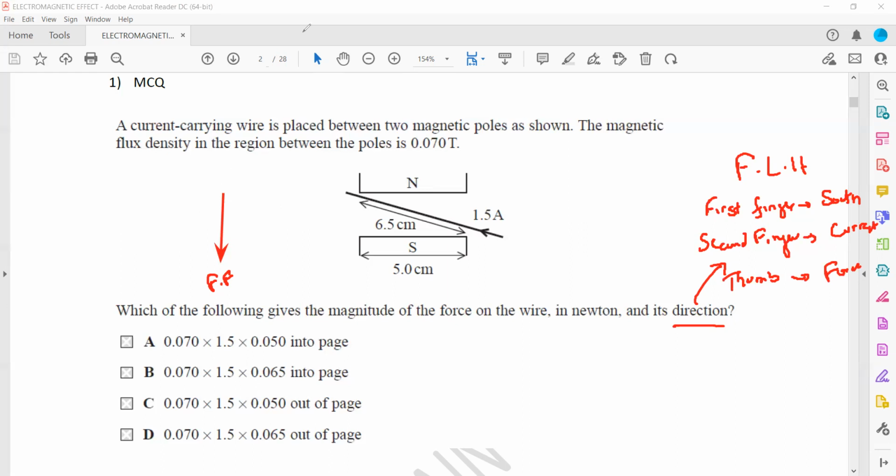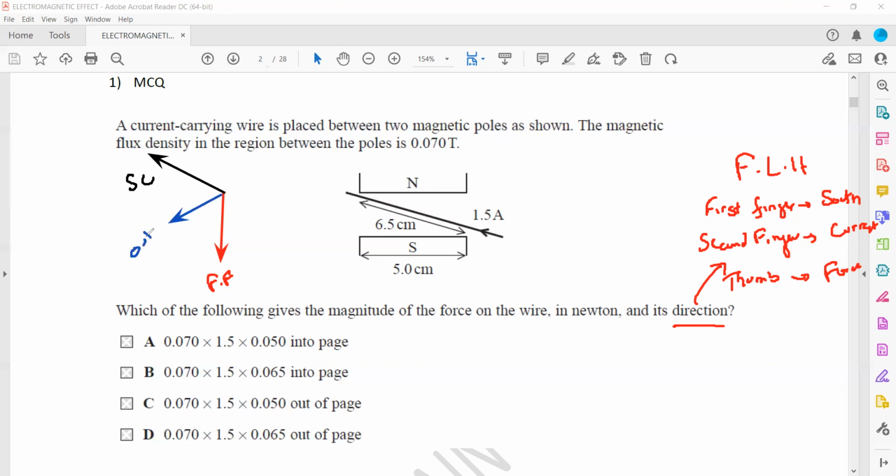As you can see, this is the direction of the current. So when I apply the rule, my index finger and second finger are placed like this, and where my thumb is pointing, that automatically gives us the direction of the force. So what will be the direction of the force here? When you work it out, you will find it is coming out of the plane. So the force is outward.